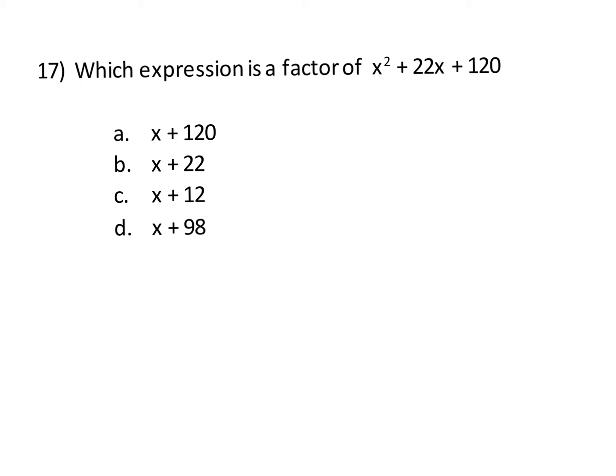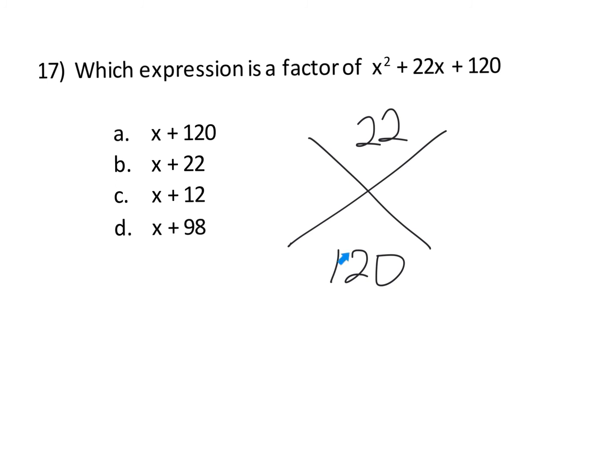All right, question number 17. Which expression is a factor of x squared plus 22x plus 120? Again, they're just giving one of the factors, not both of them. But we have this quadratic that we can factor using the x puzzle. We're going to find the factors of a times c, which is 120, that equal 22. And that's going to be, I could work all those out, but that's going to be 12 times 10. Because 12 times 10 equals 120, and 12 plus 10 is 22.